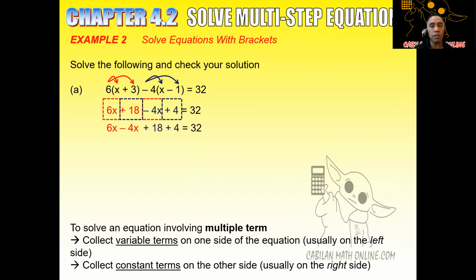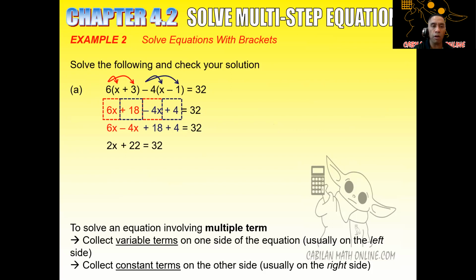Again, I just put them side by side so you can see what we need to put together here. The 6x minus 4x gives me 2x. 18 plus 4 gives me 22, and we bring back the 32. Now, from this point, we basically have to do a two-step solution to solve for this problem. So you leave that 2x exactly where it is.